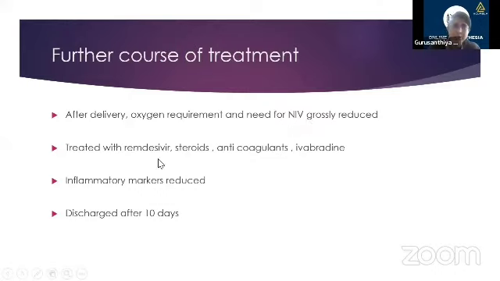She was treated with remdesivir, steroids, anticoagulants, and ivabradine for her non-specific sinus tachycardia by the cardiologist. The inflammatory markers reduced during the course of the stay, and she was discharged 10 days after delivery.